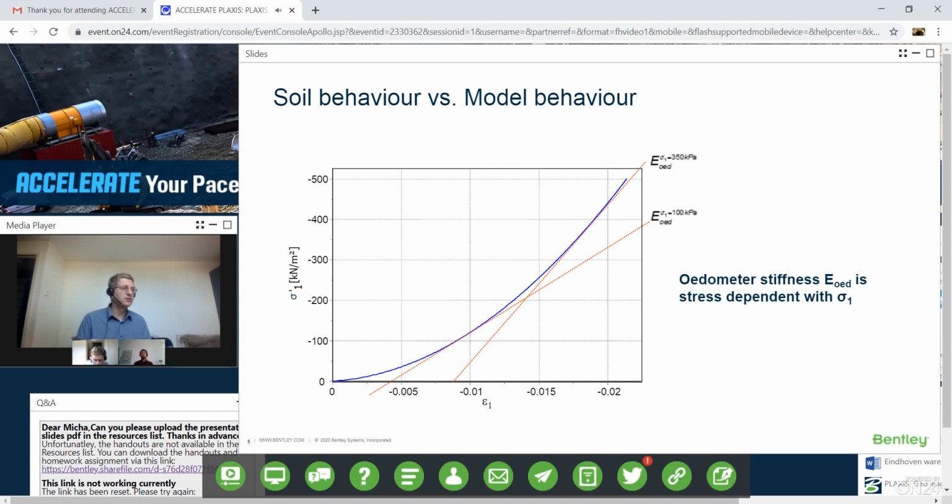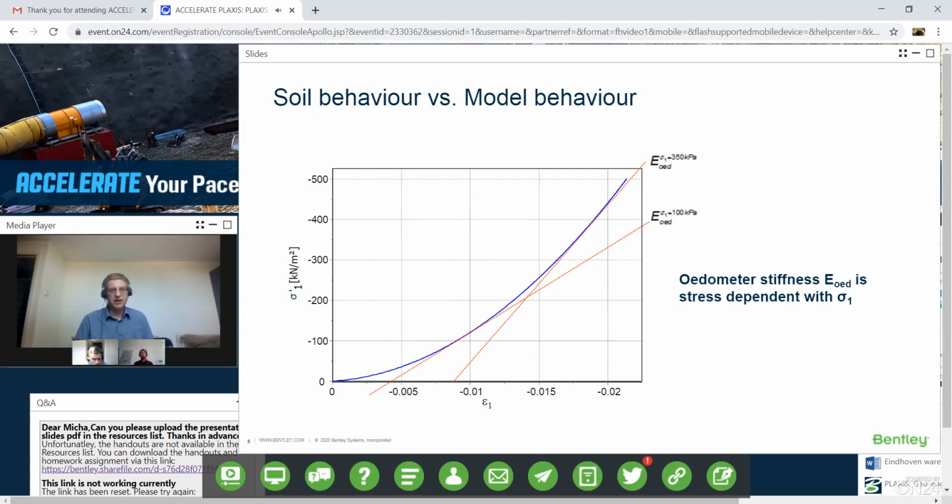If we do an odometer test, we either apply sigma 1, or if you do a constant rate of strain test, you measure sigma 1 directly. Sigma 3 here, of course, is a bit harder to measure, because you have to measure the ring force and so on. So if we want to talk about compression stiffness changing with stress level, it's easier to make a change in a model with sigma 1.